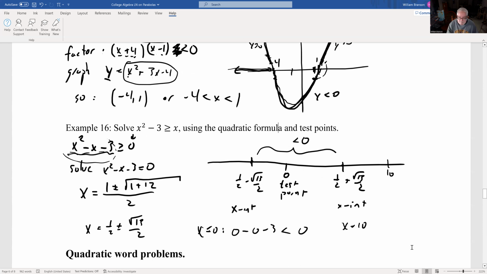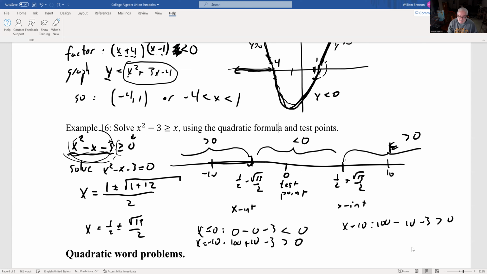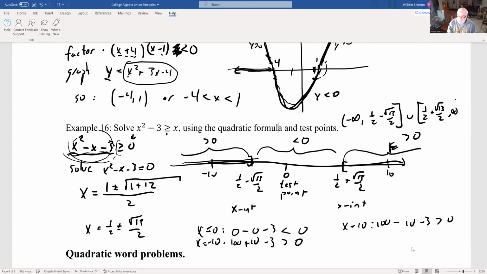Great. So we're looking for places where this function is positive, and that's this interval up to here, and this interval all the way out. So it's minus infinity up to this x-intercept, which is 1/2 minus square root of 13 over 2, including it because it's a greater than or equal, union 1/2 plus square root of 13 over 2, comma infinity.